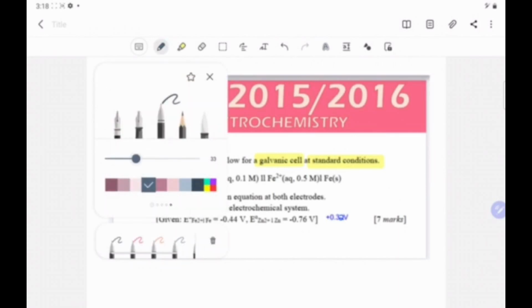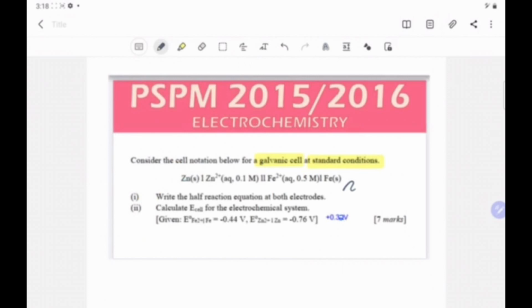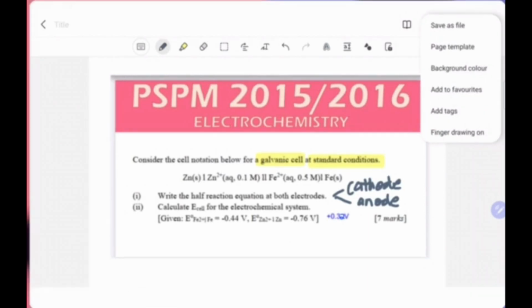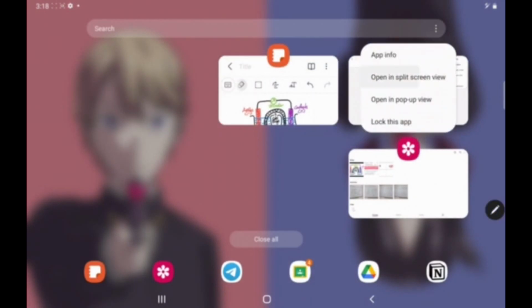We know that a galvanic cell only has two electrodes, which are the cathode and the anode. So how are we going to identify the half reaction equations of the cathode and the anode? Here it gives a cell notation, right? Before that, I want to compare the cell notation to the real galvanic cell.